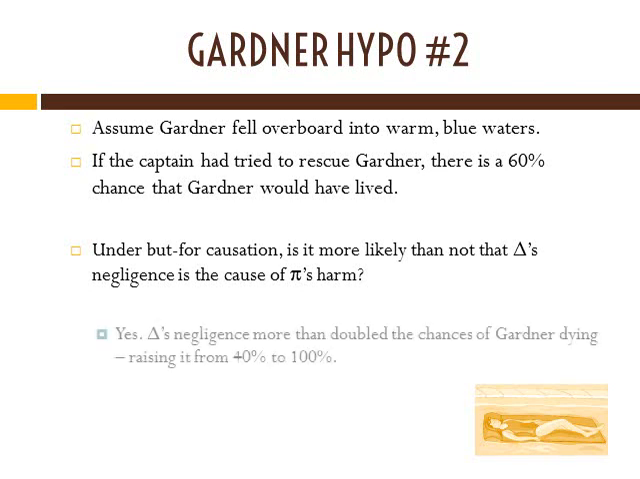Here, it's a different situation. Whereas plaintiff had a 60% chance of living, which means he had a 40% chance of dying. So by not trying to save him, the captain increased his chance of dying from 40% up to 100%. And 40 times 2 is 80, so it's more than 50% more. He more than doubled the chances of Gardner dying.